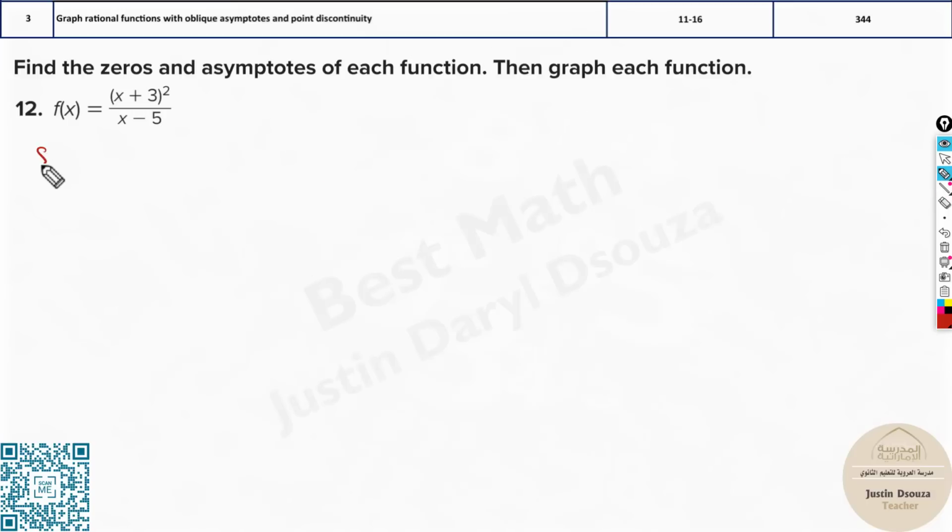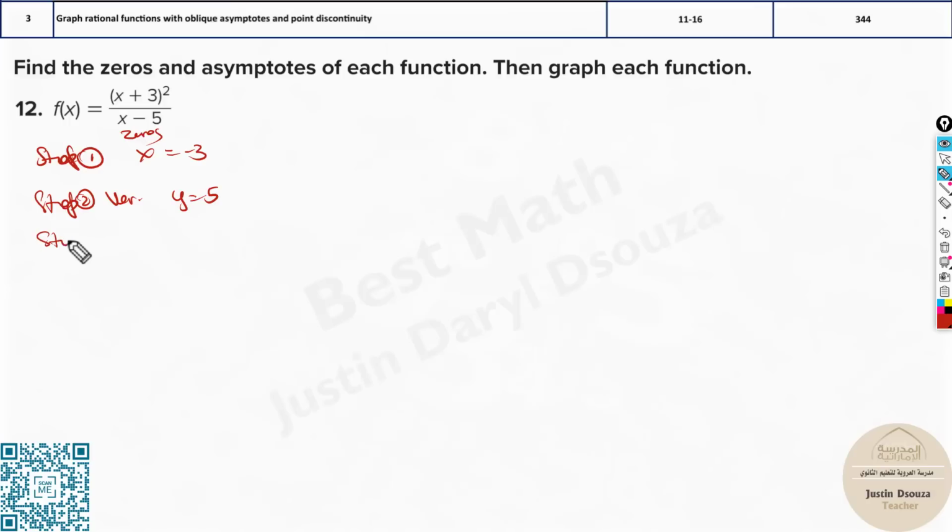Now, step 1, I'm not going to write all the details, but refer to the first problem which I solved in detail. Write all the headings and everything. Now, here, just write x is -3. Step 1, that is the zeros. Step 2 is the vertical asymptote, and that is x is equal to 5.